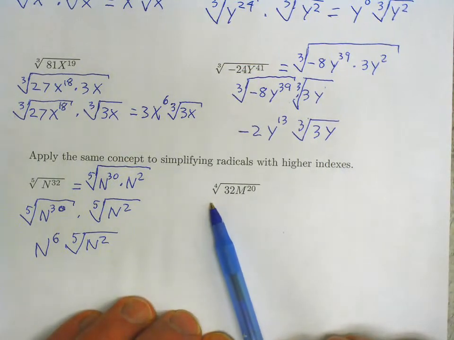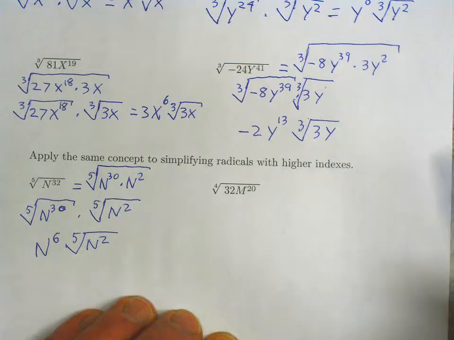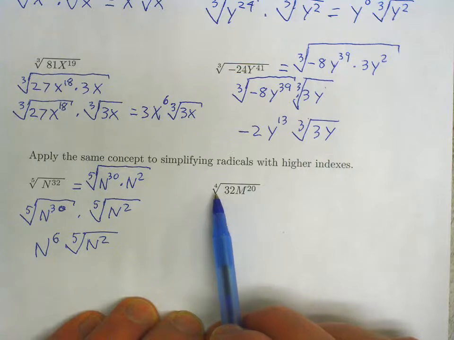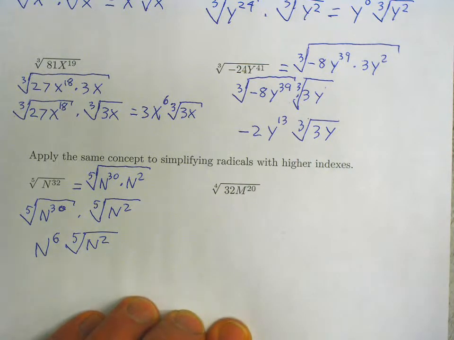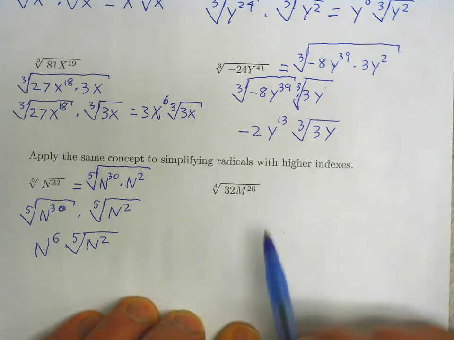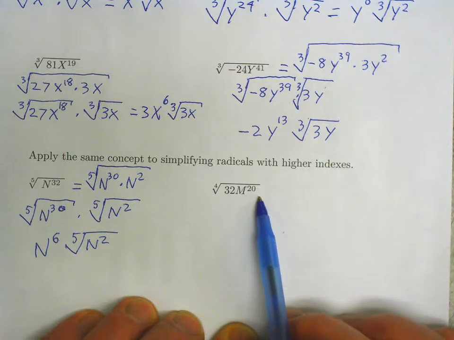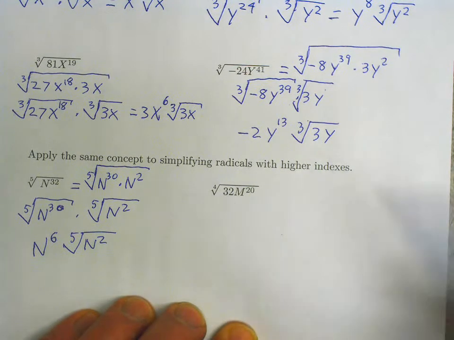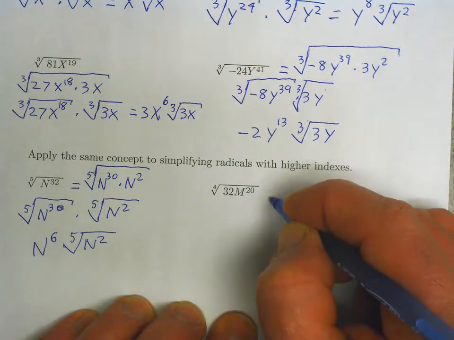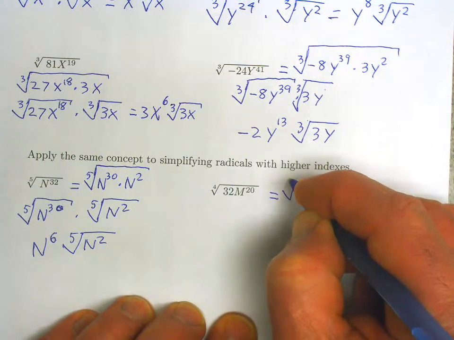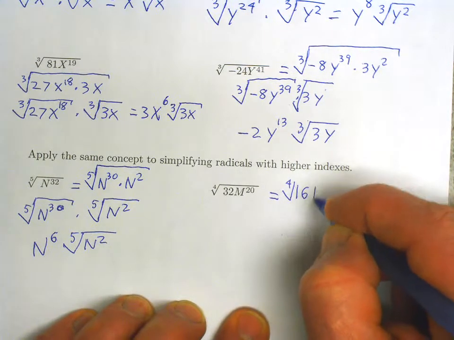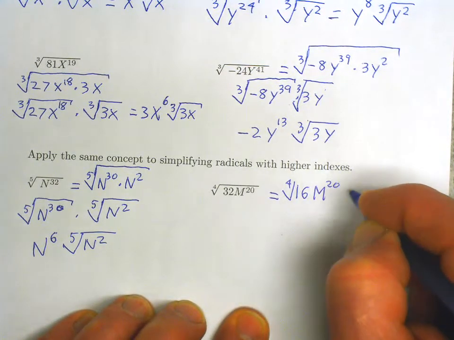simplify the fourth root of 32m to the 20th. The largest factor of 32 that's a perfect fourth power is 16. 16 is 2 to the fourth. And m to the 20th is a perfect fourth power because 20 is a multiple of 4. So we'll rewrite this as the fourth root of 16 m to the 20th times 2.